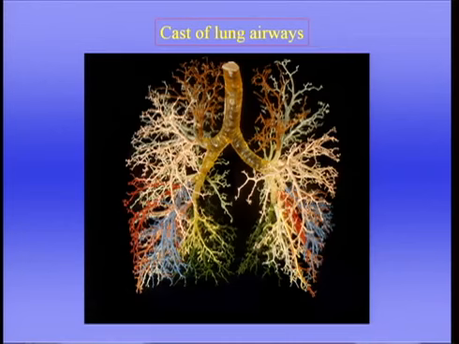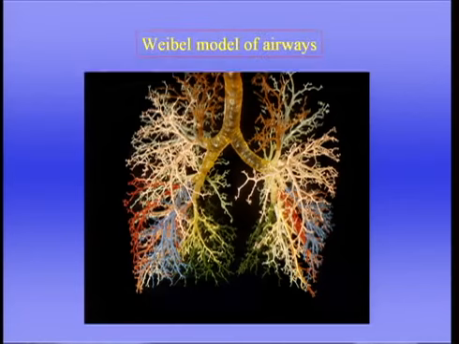We've seen this beautiful cast of lung airways before. Very elegant, as you can see, but desperately complicated. And as we said before, how can we possibly understand what's happening in such a complicated system of airways? But fortunately, a Swiss anatomist, Dr. Weibel, sat down one day and counted the airways in the lung and measured their sizes and so on. And he came up with an idealized model of the airways, which is to some extent an oversimplification, but nevertheless is a tremendously useful way of looking at the airways of the lung.